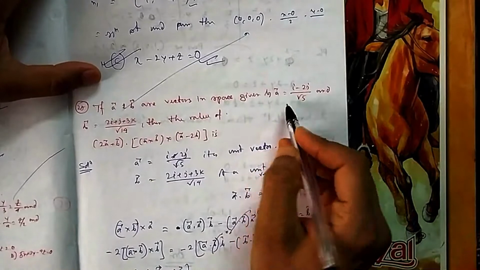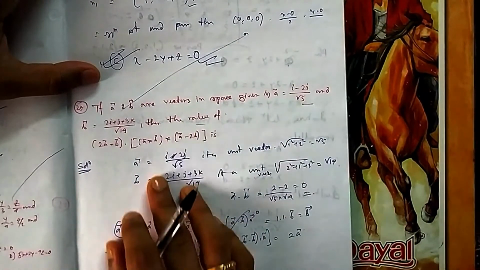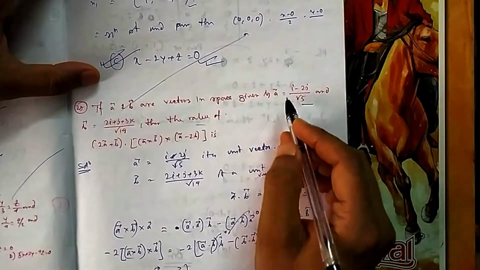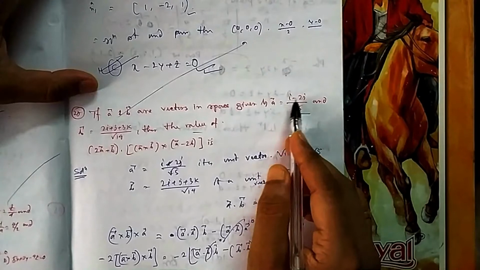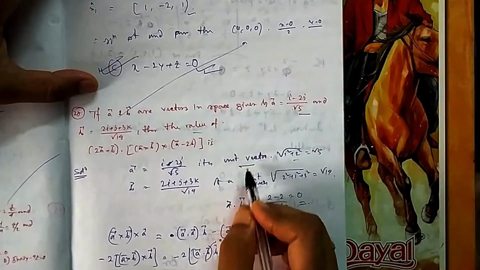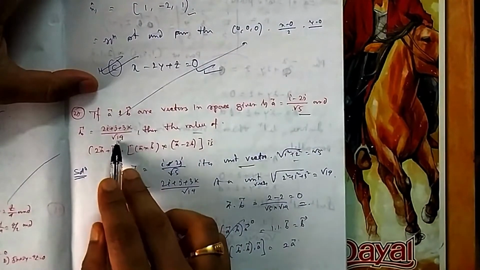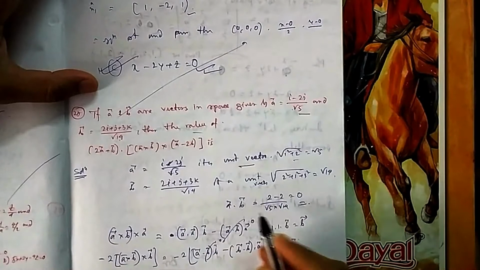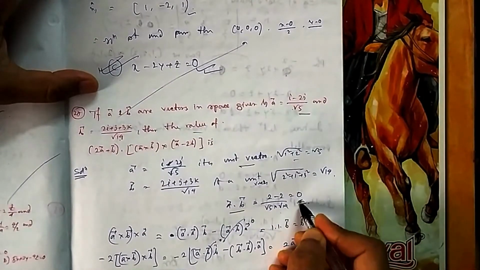27, A and B are vectors in space given by this and this, then the value of this. So it is easy, you can directly put and find. But you can see, if A vector, what is the magnitude of it? 2 square plus 1, that is root 5, and you are dividing by this magnitude. That means it is nothing but a unit vector. Similarly, B is also 2 square plus 3 square plus 1, that is root 14. You are dividing by its magnitude, so B is also a unit vector. So you can calculate A dot B, which is coming at 0.